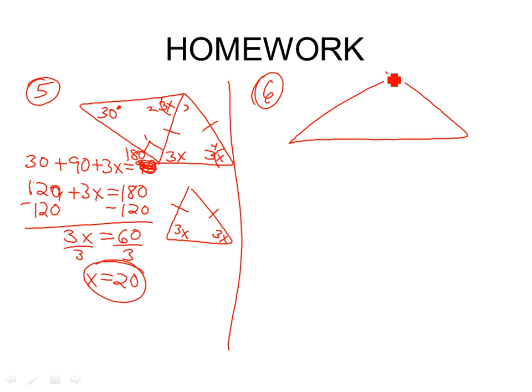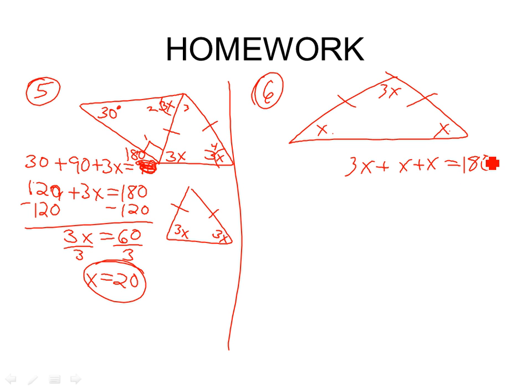Number 6. What else we know in this triangle? That the base angles have to be congruent, so the other one is x. So if this one's x, this one down here has to be x. What equation can we set up? 3x plus x plus x equals 180.